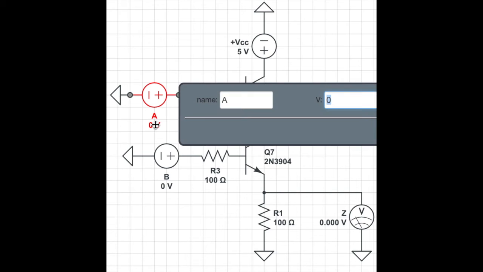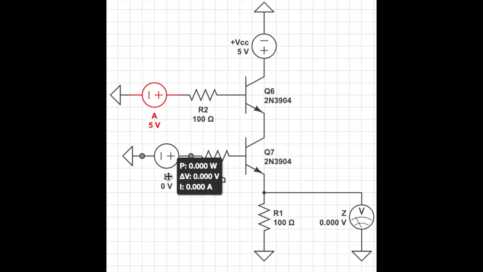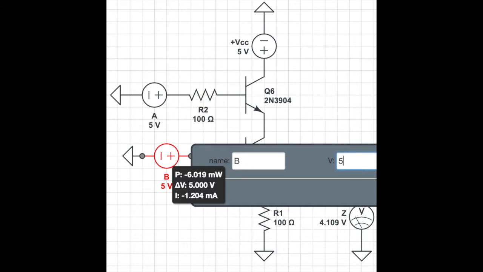This is an AND gate created in Circuit Lab, and you could see that both inputs need to be high in order for the output to be high.